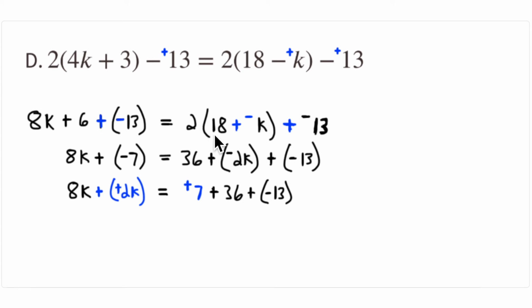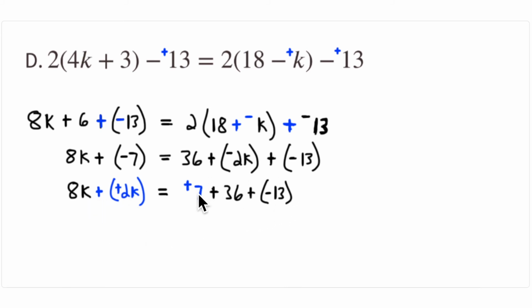first of all, I used the distributive property, so this becomes 36 plus a negative 2k plus a negative 13. And then to get rid of this negative 7, I added a positive 7, so here's the positive 7 here. To get rid of this negative 2k, I added a positive 2k, so here's the positive 2k here. So this becomes 10k, that's not too bad.